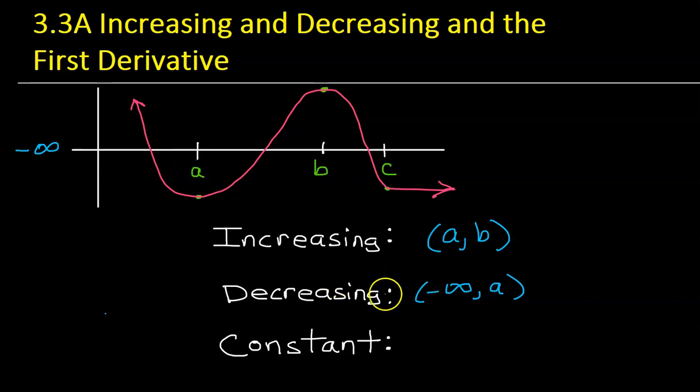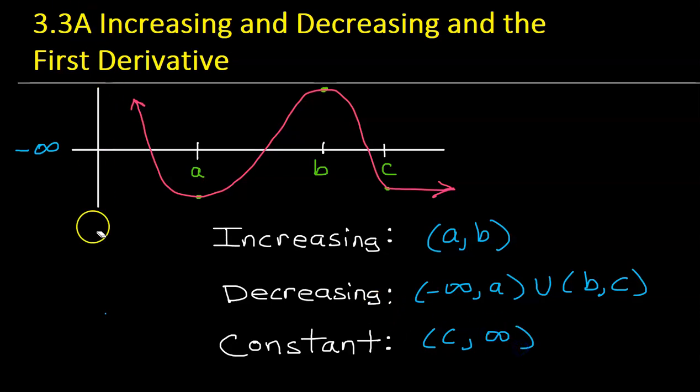Are there any other decreasing intervals? Well, we see that the function is also falling from here to here. Now, looking at the x-axis, that is between B and C. So there's another decreasing interval, the open interval from B to C. And we use a little union symbol to connect them when there's more than one. There's also an interval where the function is constant. You see that the function is flat right here, and that is from C to positive infinity.